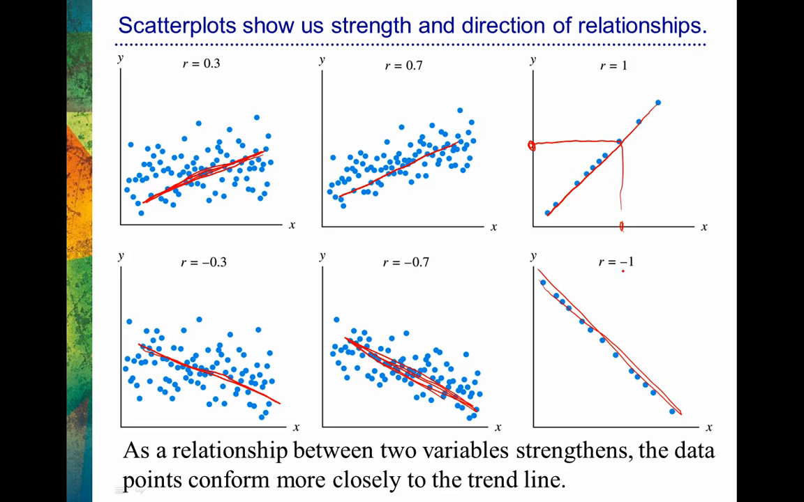These data points conform perfectly to this trend line, and that would give me perfect predictive ability. Once I know a value for one variable, I know exactly what would be the value of the other variable. So again, we'll talk more about that predictive nature of correlations later on. But as the correlation becomes stronger, we can better predict one variable from the other.